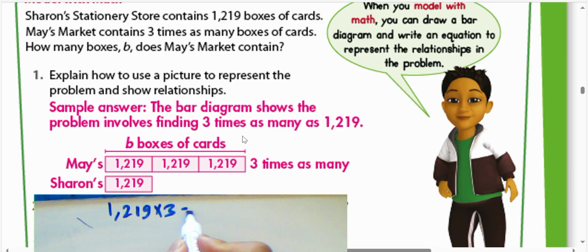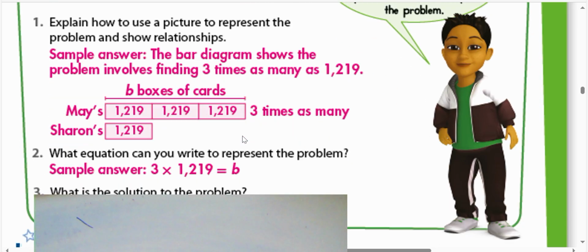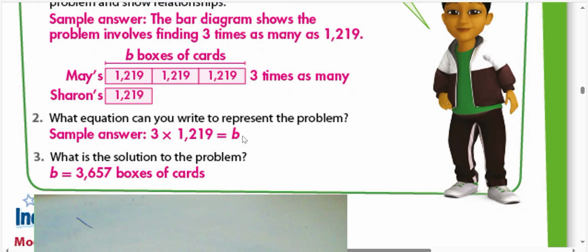1219 multiplied by 3. 3 times 9, 27. Write 7 and carry 2. 1 times 3, 3, plus 2, 5. 3 times 2, 6. 1 times 3 equals 3. The result will be 3657. And by adding it together we also find the result like this. The number will be 3657.